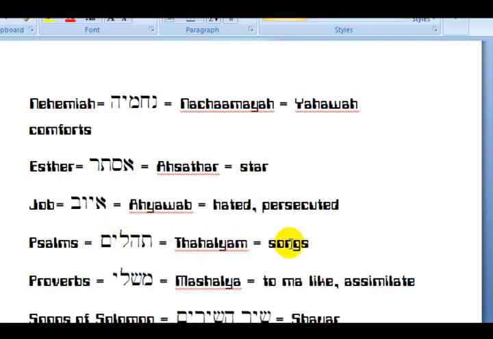Thahalium, which means songs. The Psalms are songs, songs of David, whether it was for deliverance, grievances, catching hell, whatever the case may be. When you read the book of Psalms, those are basically songs that King David and other righteous men were singing to the Most High. That's why Paul said, as any married, let him sing psalms.